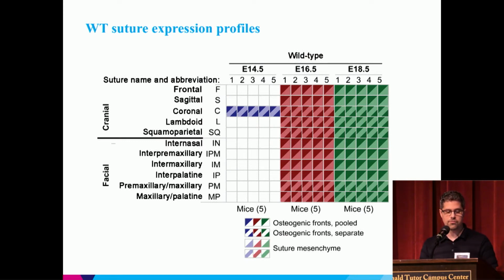An overview of the wild-type suture expression profiles that we have generated is shown here. Every row indicates a different suture. Every column indicates a different biological replicate of each of the 3 different time points that we are profiling. For the coronal suture, we take E14.5, and then for all other sutures, including the coronal suture, we are profiling E16.5 and E18.5. The different symbols in this chart indicate whether we are profiling a pool of the osteogenic front or whether we are profiling the individual slices of the osteogenic front separately.